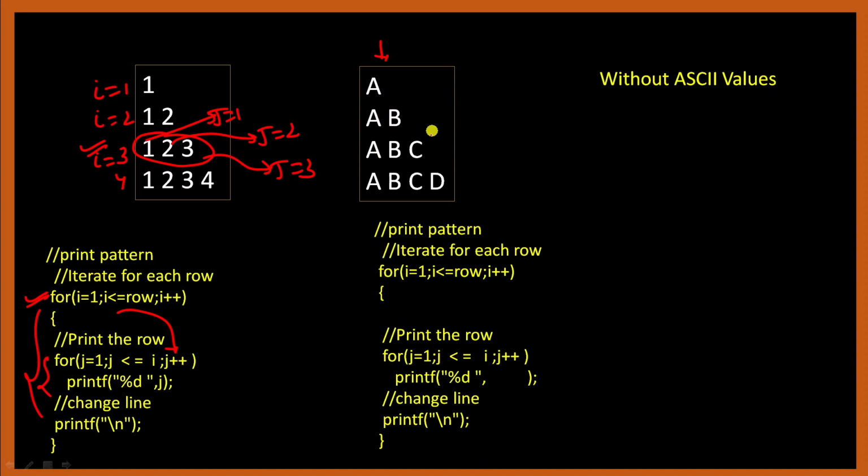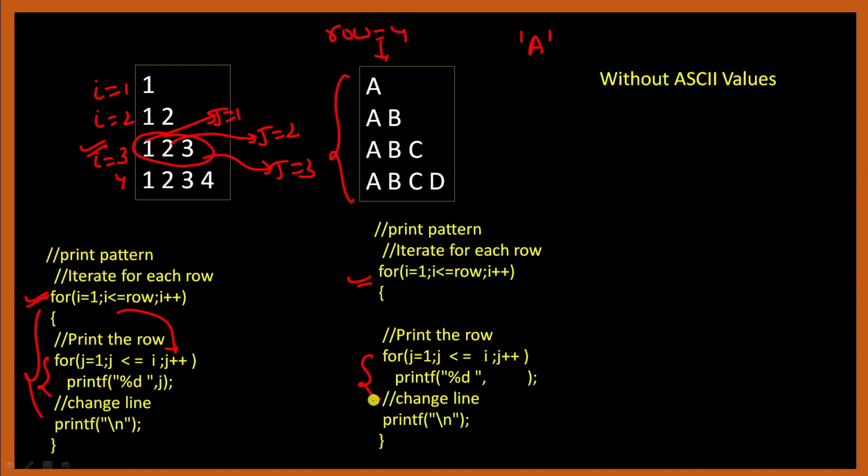Now we already know that when we want to write a character constant in a C program, we use single quotes. This much knowledge is sufficient, at least for this question. Now here you can see we do not have to modify the outer for loop. Why? Because we have to print 4 rows, if the number of rows is 4. So the outer for loop will remain the same.